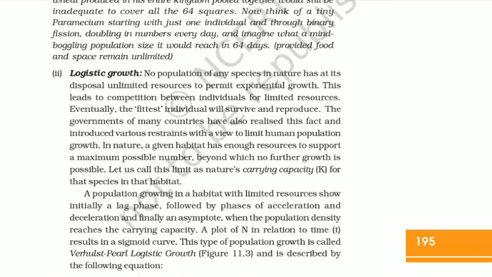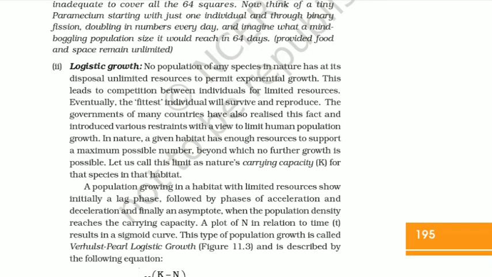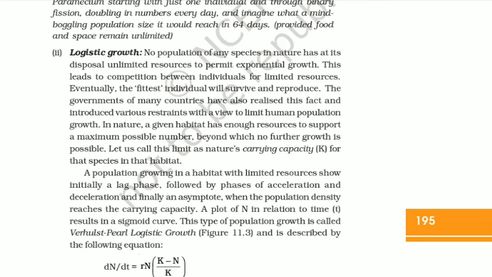Now think of a tiny paramecium starting with just one individual and, through binary fission, doubling in numbers every day. And imagine what a mind-boggling population size it would reach in 64 days, provided food and space remain unlimited.